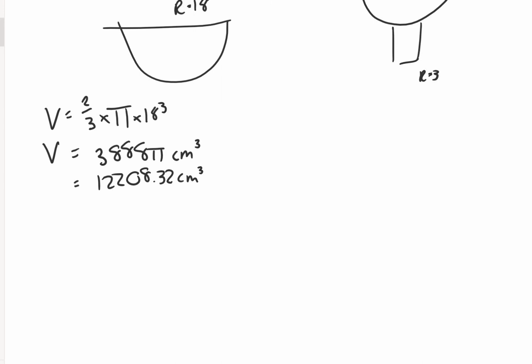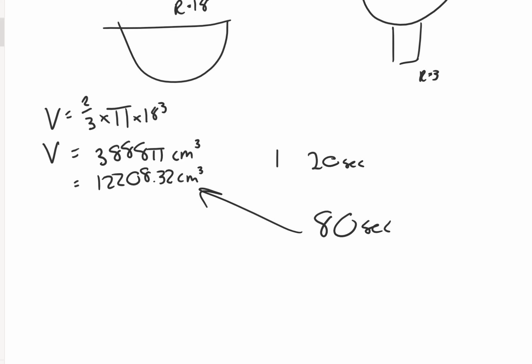Okay, so it took 1 minute and 20 seconds for that to empty completely. So how much water was leaving after 1 second? Because the next question says the volume of water passing through the waste pipe per second. So I want to know how much water is leaving per second. I know that at 1 minute 20 seconds the whole lot leaves, the 12208.32 centimeters cubed. But how much is leaving per second? Well, 60 and 20 is 80 seconds, so this much leaves in 80 seconds.